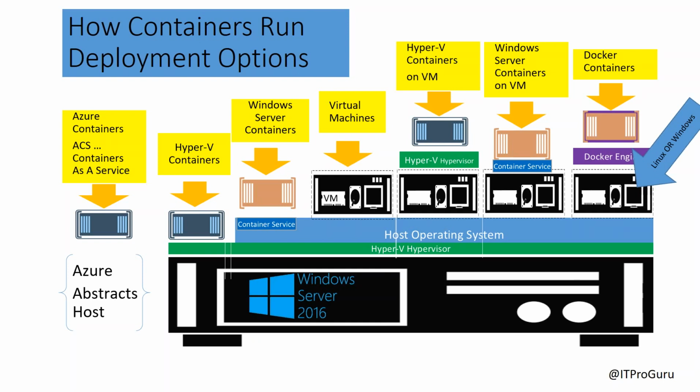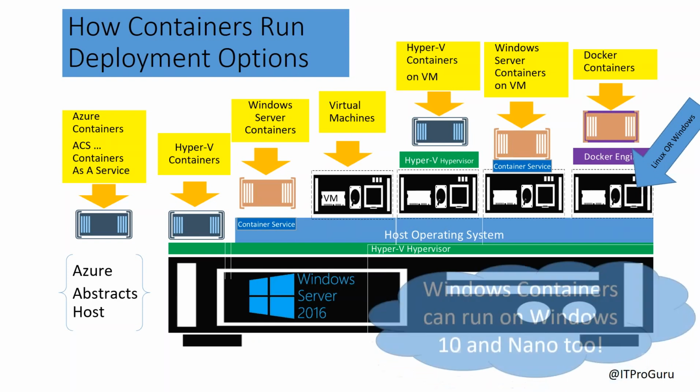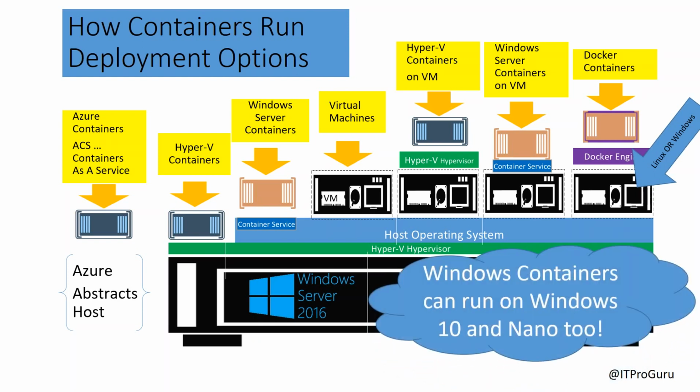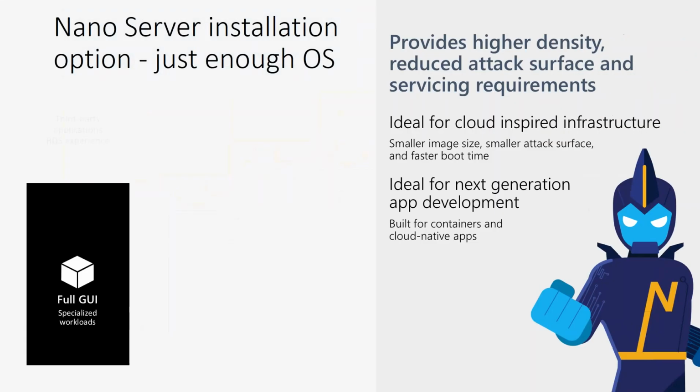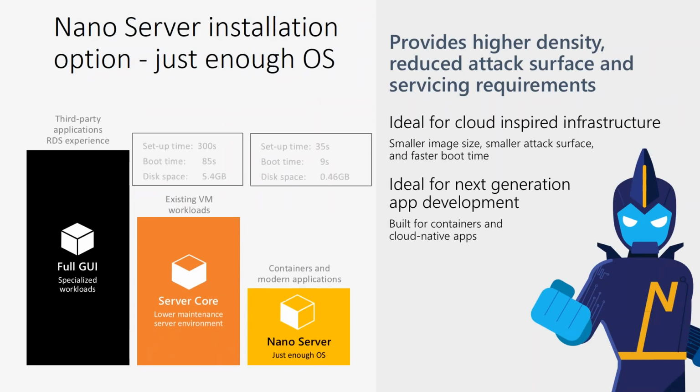So there's lots of different ways that you can run containers and how you can deploy them. I talked about Windows Server, but you can also run Windows 10 and also Nano Server. Nano Server is the new deployment option for Windows Server 2016. So let's talk just a little bit. I'm not going to go too deep on this just for the sake of time. I want to leave some good time for Q&A.